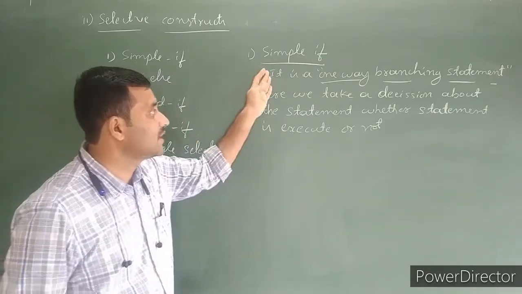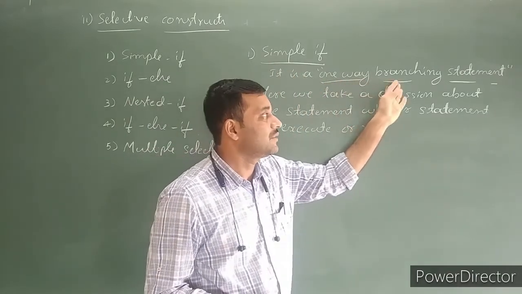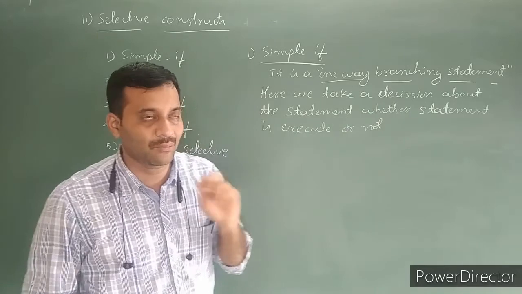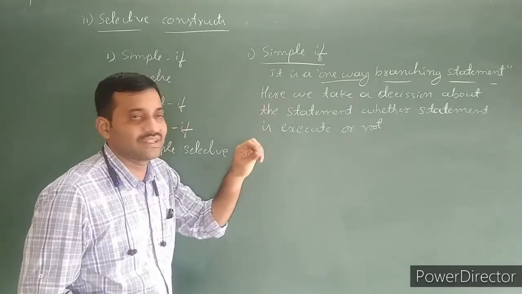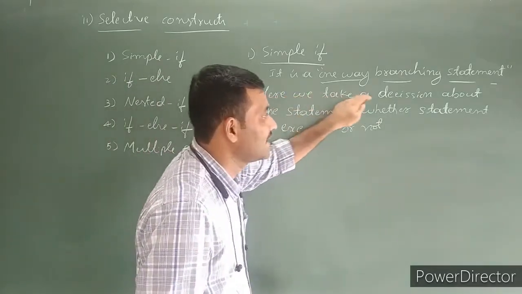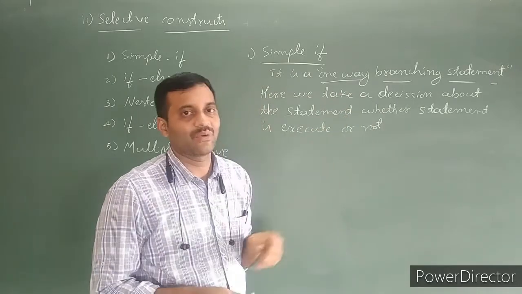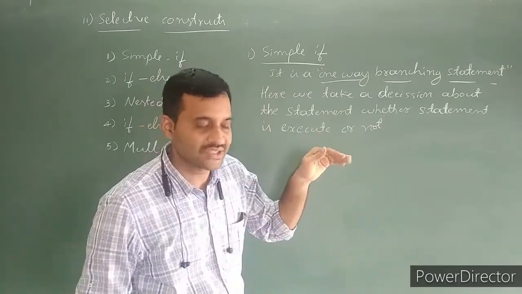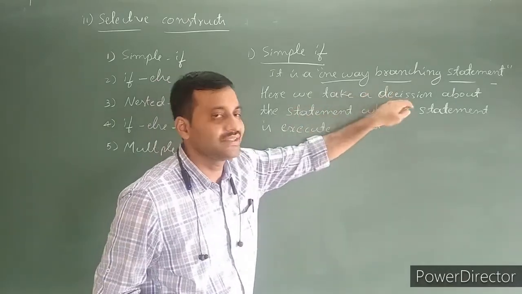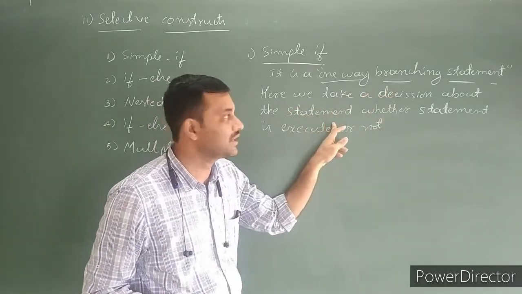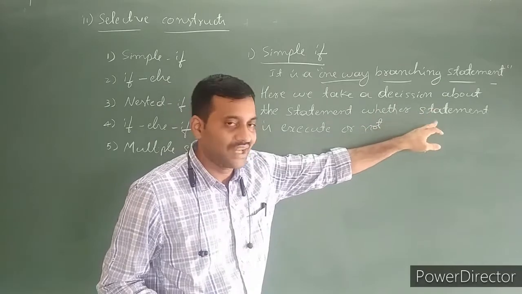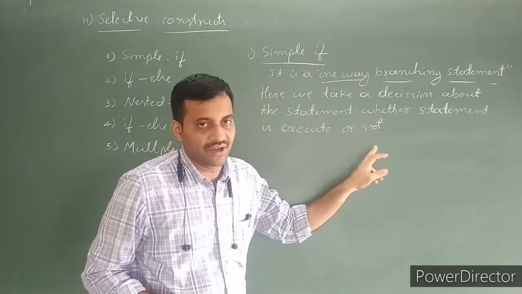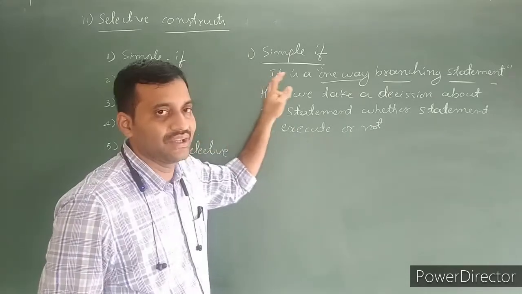Among these, simple if is a one-way branching statement. It works as a one-way branching statement. So what is the meaning of one-way branching? Here you have to take a decision about a statement. A program has a sequence of instructions, and those instructions are called statements. You have to decide whether the statement is executed or not. So that is the simple if.